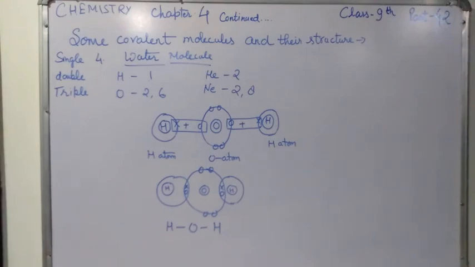So these are the examples of some covalent molecules and their structure. I hope you understood. Thank you so much.